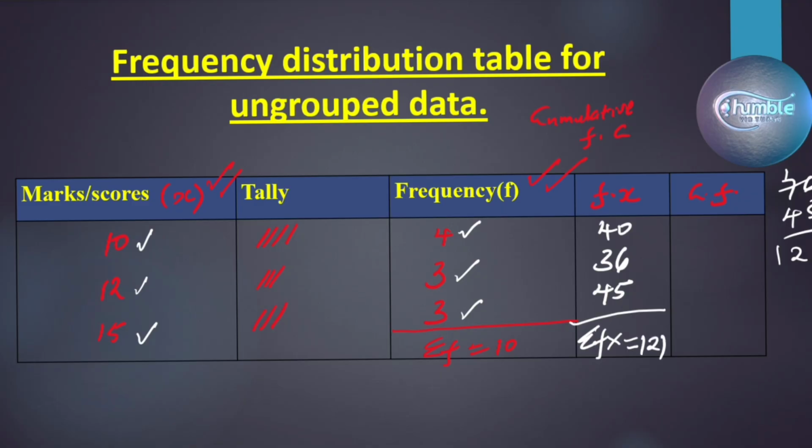So you get that. Then let us now add the CF column. I said that to get the CF column, you start by adding the first one. So it is 0 plus 4 gives you 4. And then 4 plus 3 gives you 7. And then finally 7 plus 3 gives you 10. Like that. This column is going to assist you determine the median.